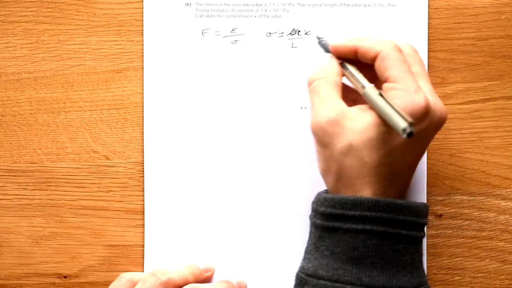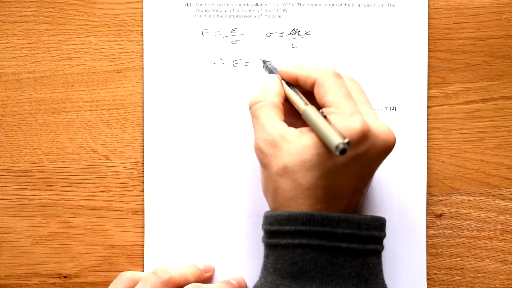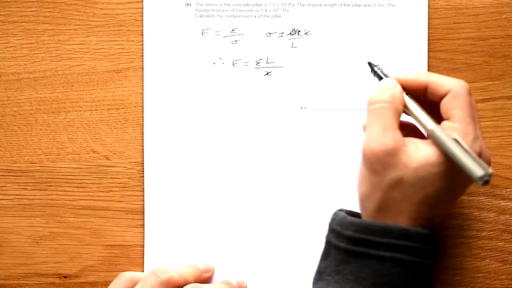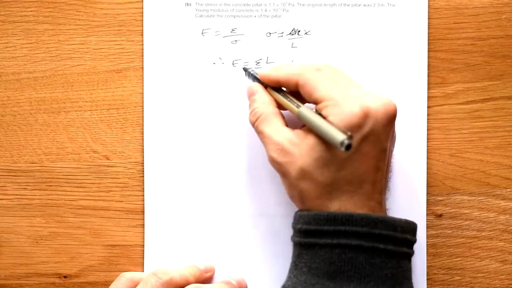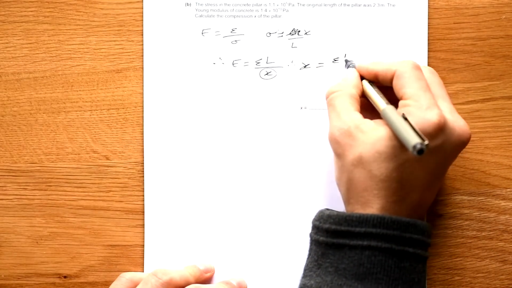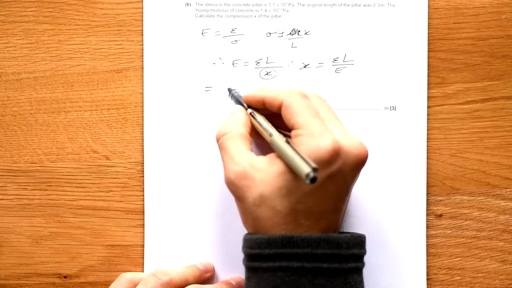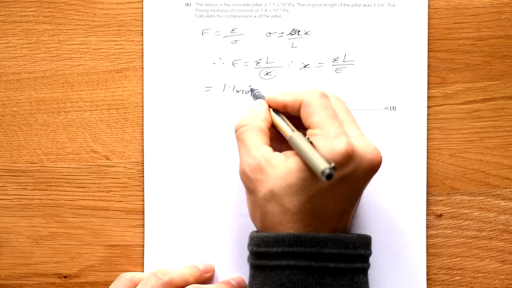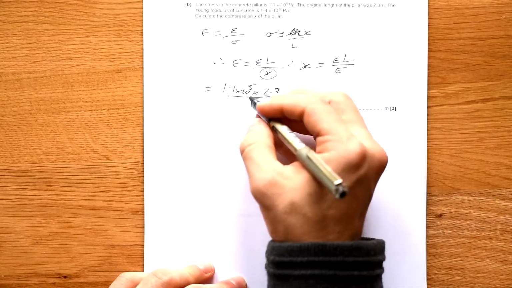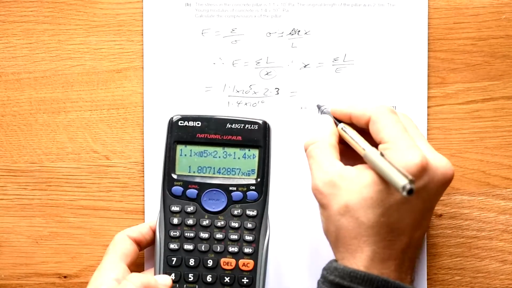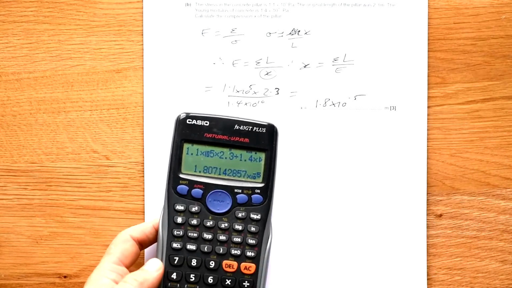If we're dividing by that, then that means that the Young modulus is equal to stress times the original length divided by the extension, or the compression. In this case, we're looking for X, so therefore swapping E and X over, we have stress times the length divided by the Young modulus. So that is 1.1 times 10 to the 5 times the original length of 2.3 divided by the Young modulus. And that gives us a very small compression of 1.8 times 10 to the minus 5 meters.